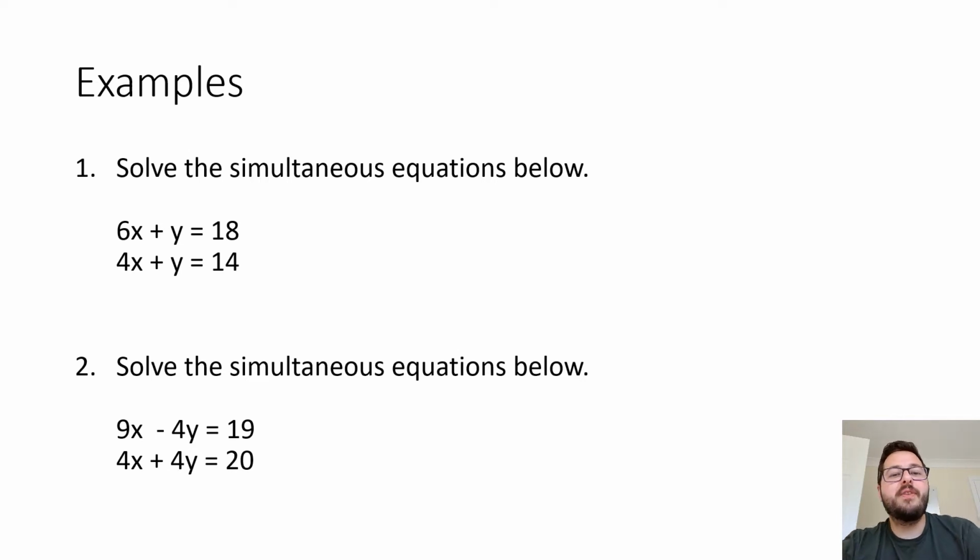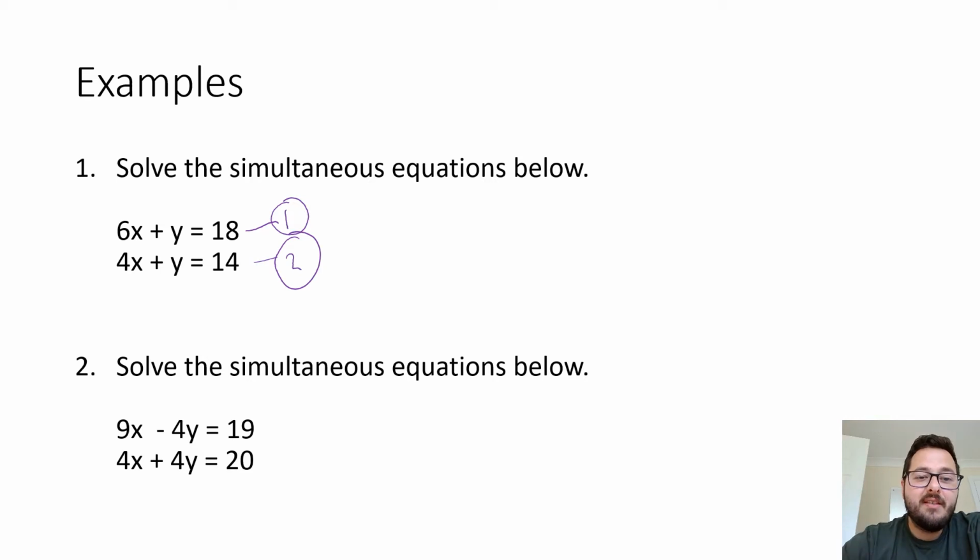So we want to solve the simultaneous equations below. The first one, we've got 6x plus y is 18. We'll call that equation 1. And 4x plus y is 14. We'll call that equation 2. Now what we always want to do is take away one from the other or add one to the other so that we get either the y's disappearing or the x's disappearing.